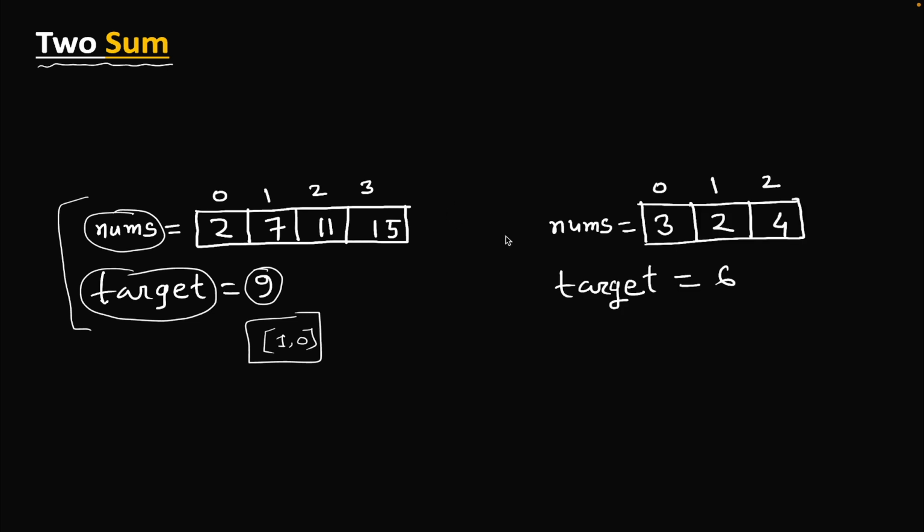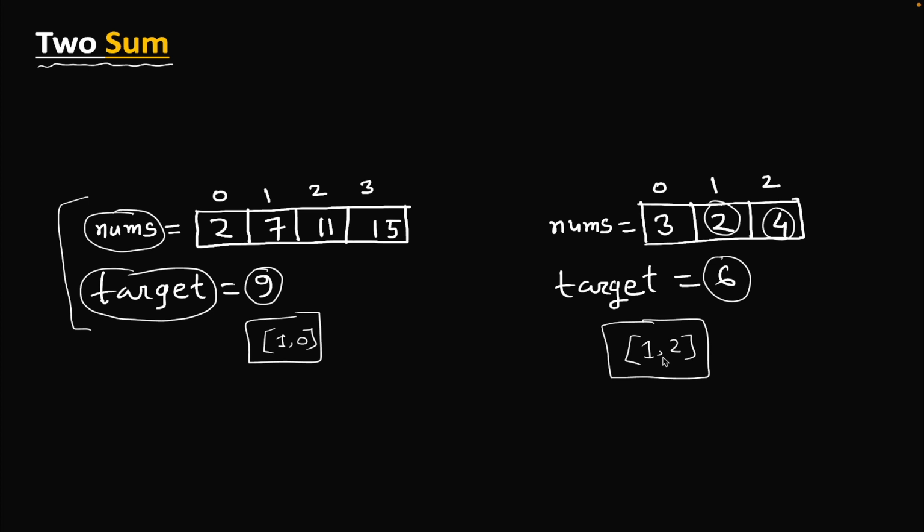For example, if we are given this nums array and target equals 6, we have to find a pair that adds to this target 6. We see that we have these 2 numbers, 2 and 4, that add to 6. So we have to return the indices 1, 2. We found these 2 indices where we have the numbers 2 and 4. If we add 2 and 4, we get the target 6. So we have to return this pair of indices.